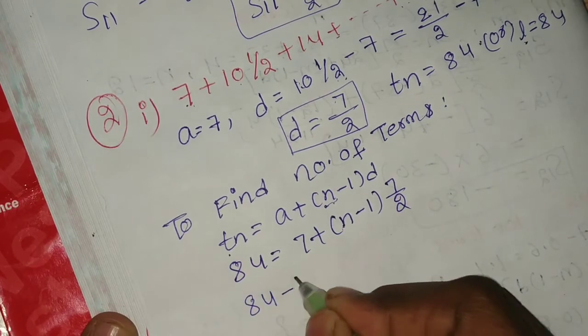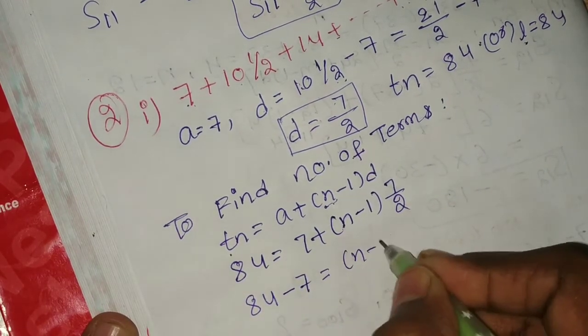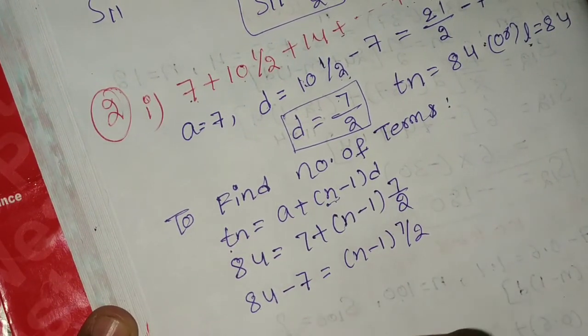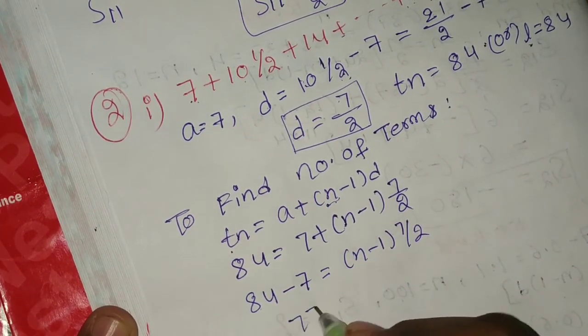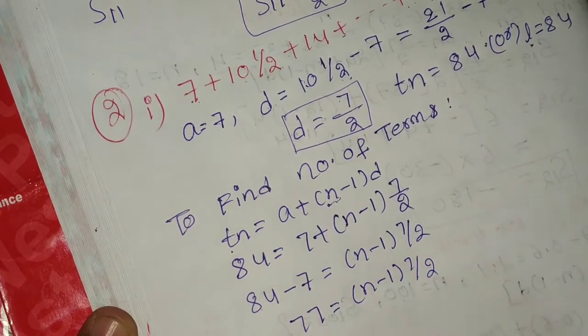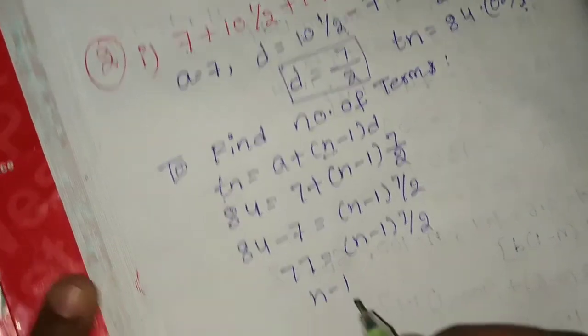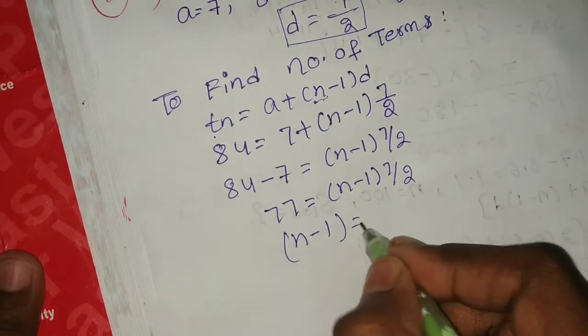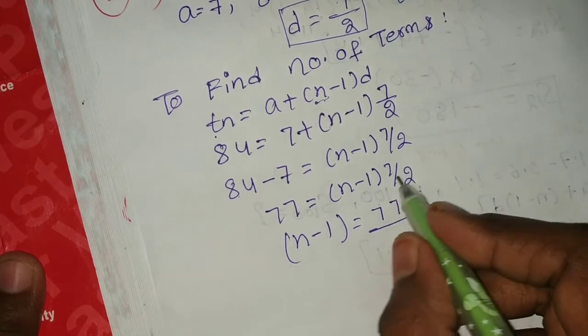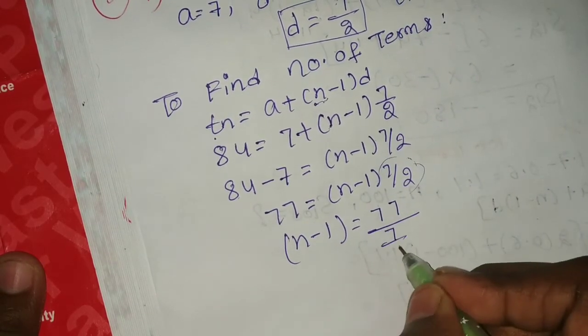84 minus 7 is equal to n minus 1 into 7 by 2. We can write like this. What is 84 minus 7? 77 we get. n minus 1 into 7 by 2. So what is n minus 1 here? n minus 1 is equal to 77 divided by 7 by 2.